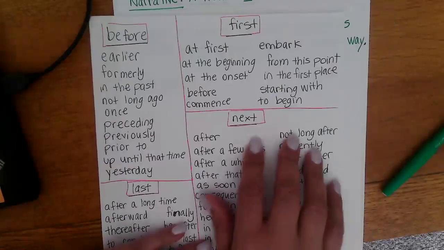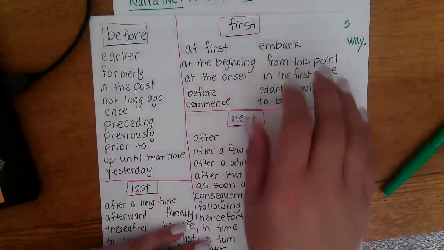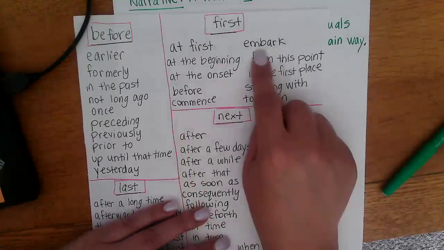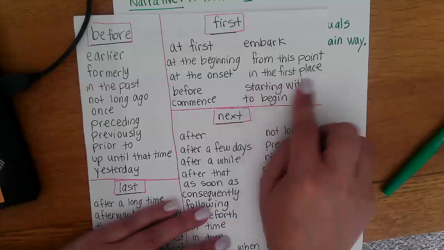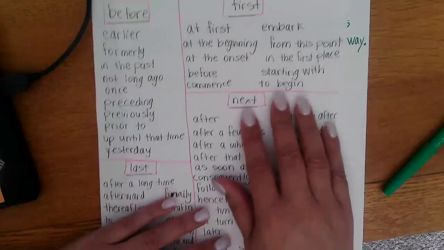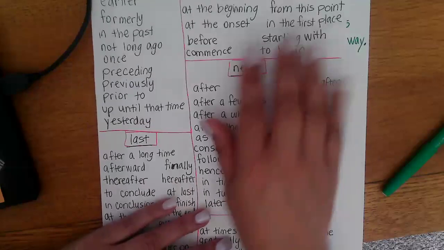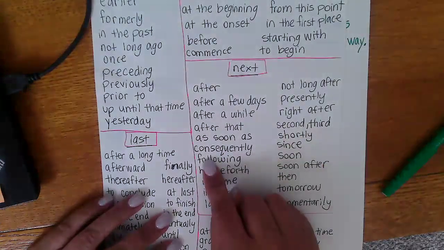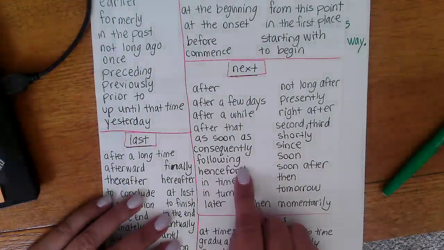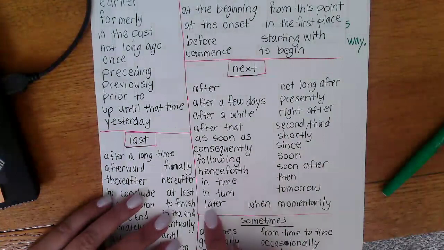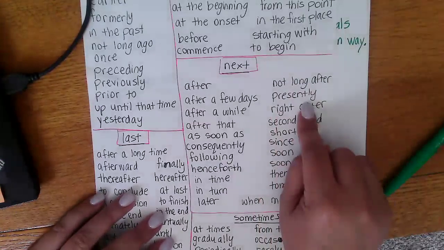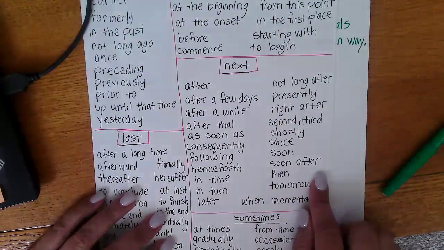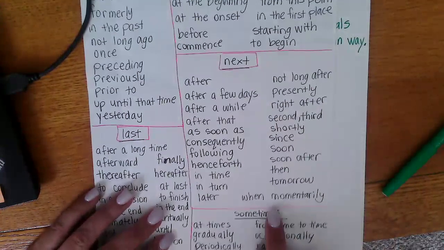Instead of saying first, you're just watching. At first, at the beginning, at the onset, before, commence, embark, from this point, in the first place, starting with, to begin. Instead of saying next, you could say after a few days, after a while, after that, as soon as, consequently, like a consequence of something happened, right? Following, henceforth, in time, in turn, later, not long after, presently, right after, second or third, shortly, since, soon, soon after, then, tomorrow, when, momentarily.